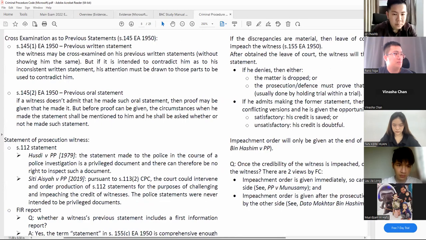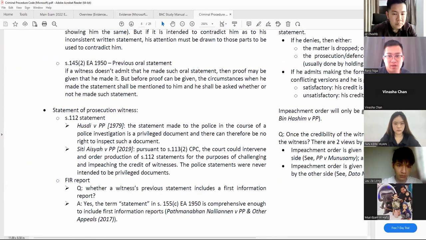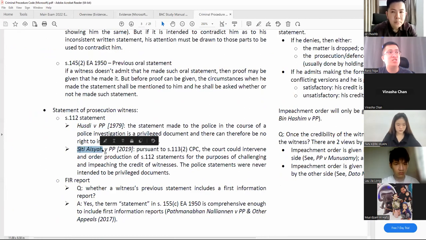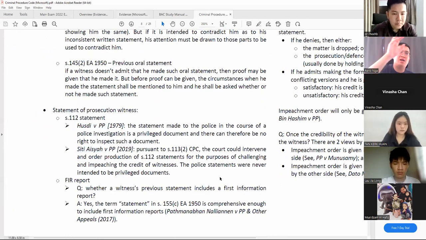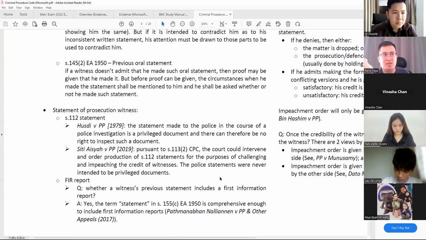Okay, here. So basically our Zach, I don't know his or her full name, mentioned Hoodie and Siti Aisha because indeed we are in the CPC syllabus. In Hoodie case, 1979, a statement made to the police is privileged. That time, 1979, there was no democracy yet. But now, 2019, we changed government already, then they say no, Section 112 statement is not privileged anymore. So yes, thanks for highlighting also. Both answers I can accept.